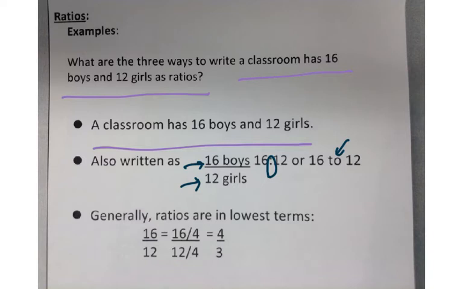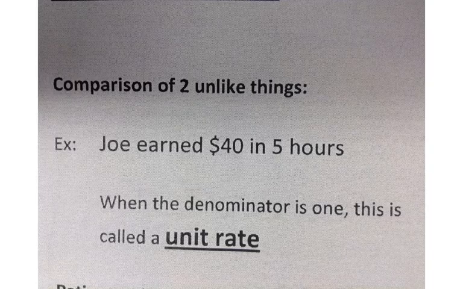In general, though, with ratios, we don't give the whole numbers, such as 16 and 12. Instead, we reduce them. So for every 4 boys, you would have 3 girls. So there are 3 girls for every 4 boys, or 4 boys for every 3 girls.